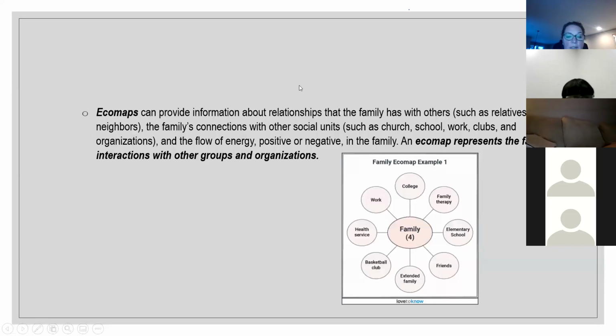And then we have EcoMaps, and E is for environment. It's like what's going on in our world. We have this family, but then what does the family do? They go to work, they have friends there. They go to college, they have family therapy, they have a school, friends, extended family, basketball, health services. So it's all the things that they do and how they're connected socially. The way I like to remember it is E for EcoMap, environment, because it's really what's going on in the environment. And the organization with other groups.